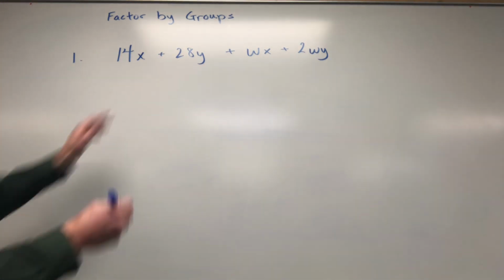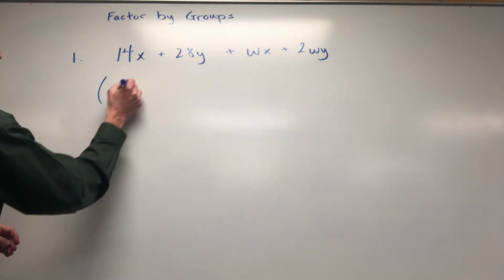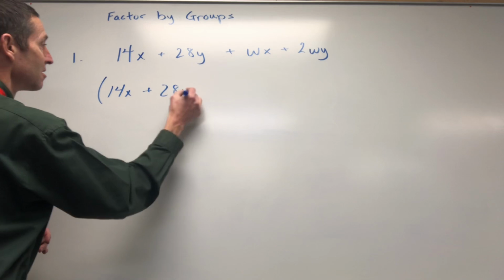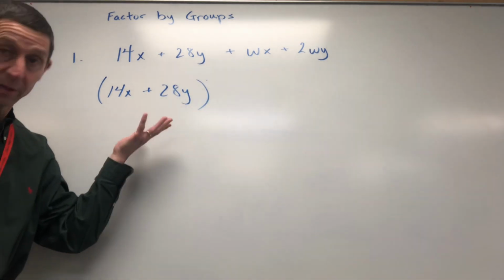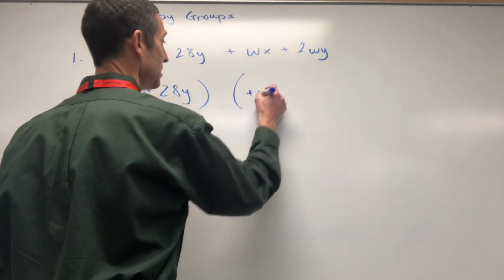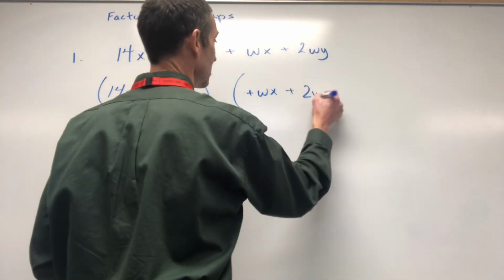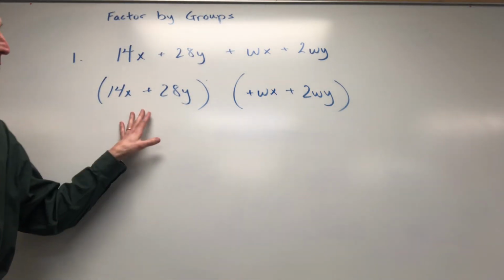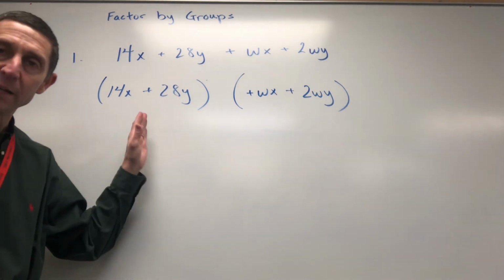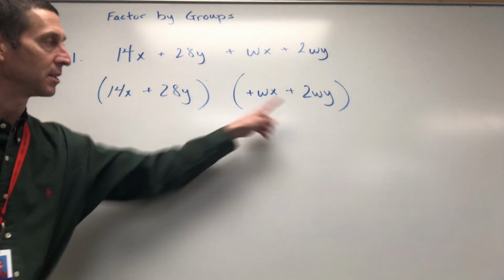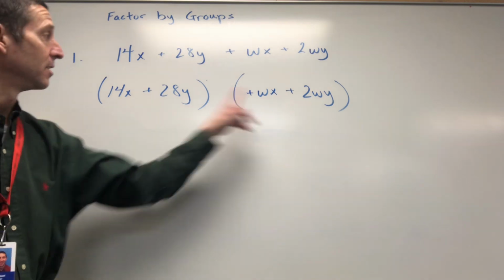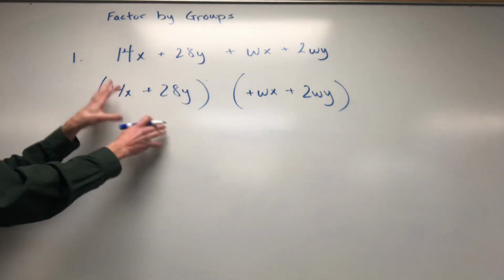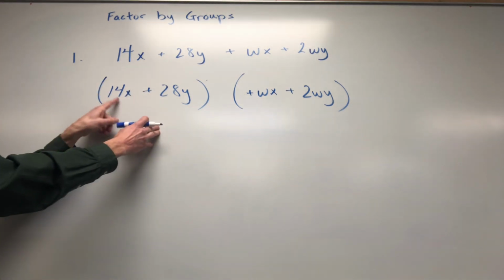I'm going to take these first two, and I'm going to group them up. So I took the first two, put those in a group. I'm going to take the second two, and I'll put those in a group. Now, I've got a group here, I got a group there. I'm going to do a tiny factoring project right here, and then I'll do a factoring project over there. Tiny factoring project, numbers, letters, what can I factor out?